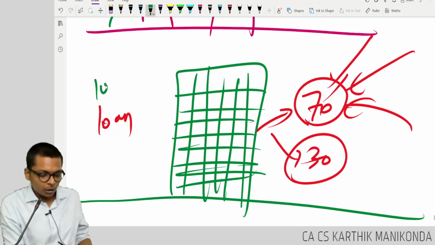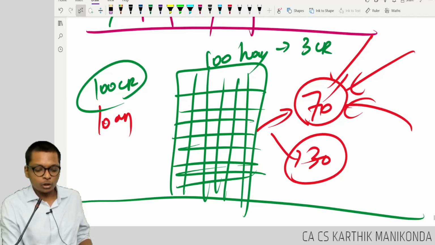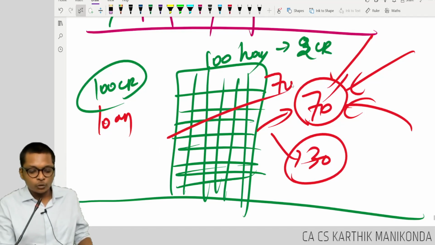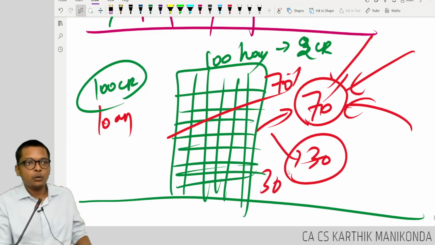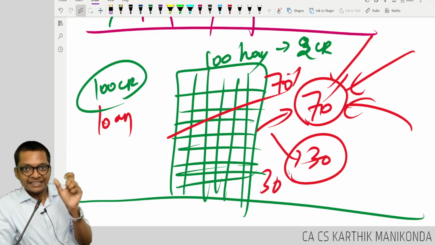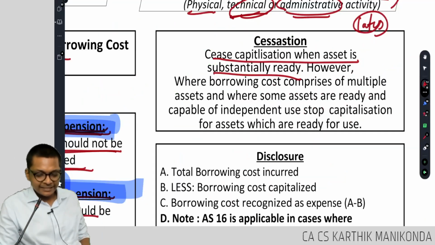I have taken one loan of 100 crores to build 100 houses. The idea is to sell each house for 3 crores or 2 crores, so profit is 100 crores. Now 70% is over and 30% is going on. What to do? Proportionately, when the construction of a house is over, I will stop interest. So they are saying, look at the second point.